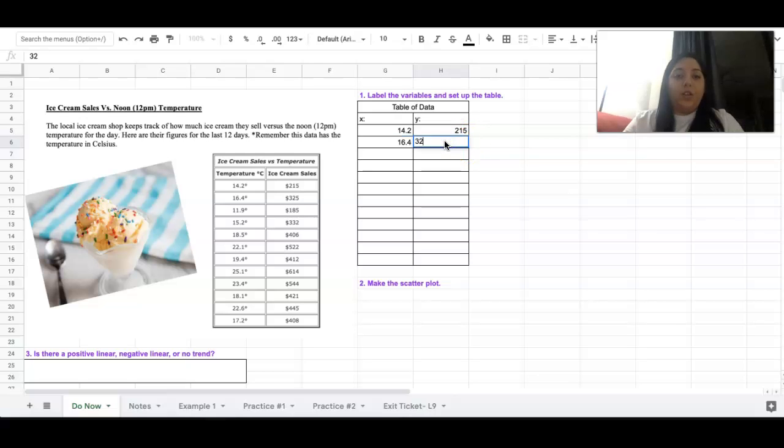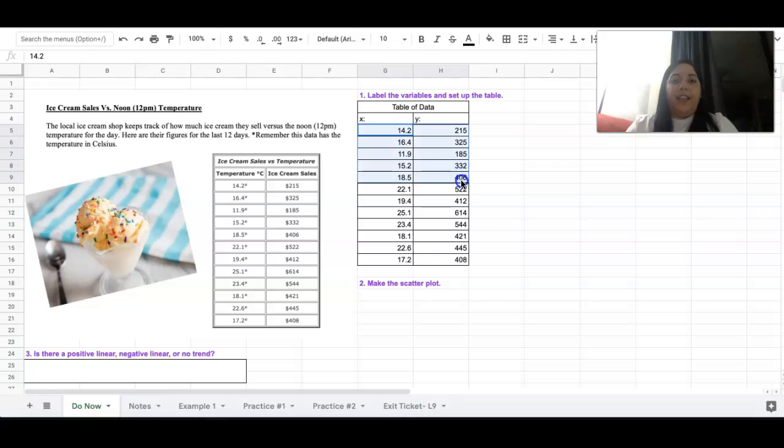So 16.4, 325, okay, 11.9, 185, 15.2, 332, 18.5, 406, 22.1, 522, 19.4, 412, and then 25.1, then 614, 23.4, and 544, 18.1, 421, 22.6, 445, 17.2, and 408. Okay, so now that we have this table, I'm going to go ahead and make my graph.